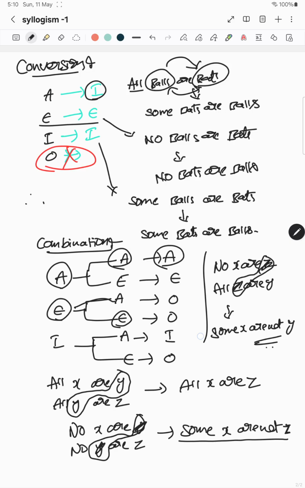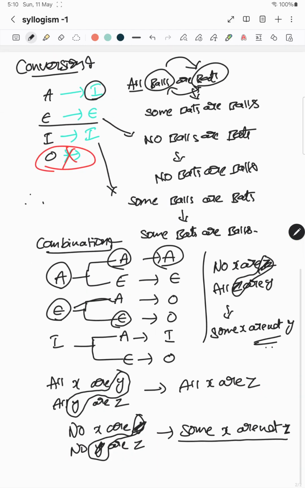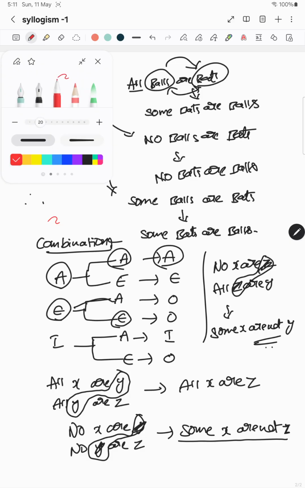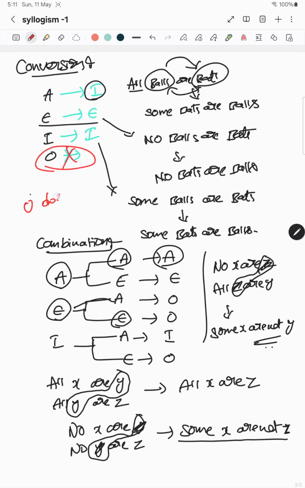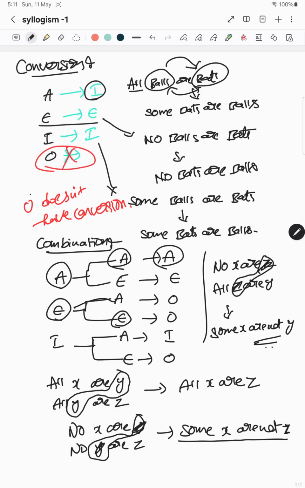Okay, now we have seen the identification A, E, I, O. Again I am repeating. So conversion, how do we convert? O has no conversion. O doesn't have any conversion at all. Okay, now we have seen the conversion also, and then we have seen a little bit of combination.